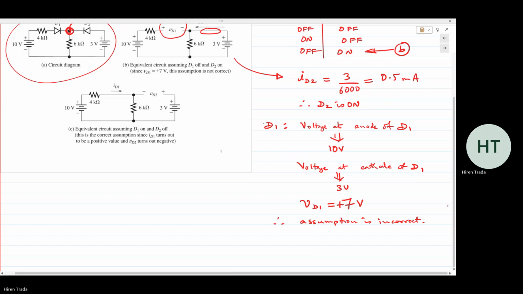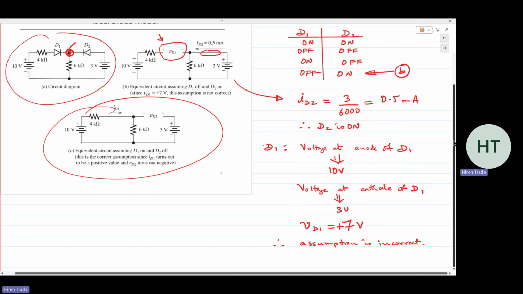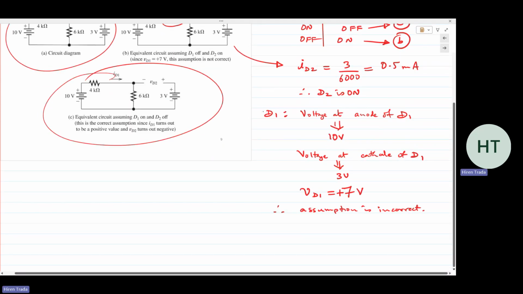Okay. So now let's change our assumption, right? Earlier I said that D1 could be on and D2 could be off, and that is what is shown here in C. So if the diode D1 is on, then ID1 must be positive. If diode D2 is off, then VD2 must be negative. The same analysis technique. I would have D1 on, D2 off.